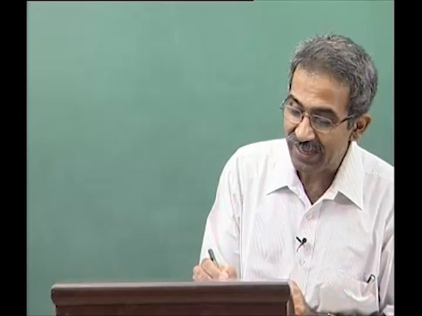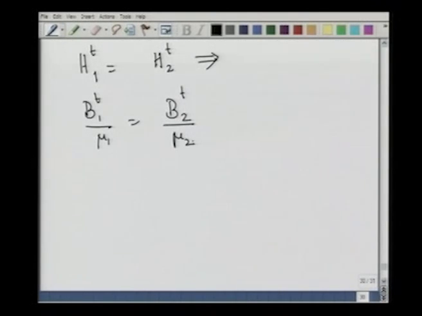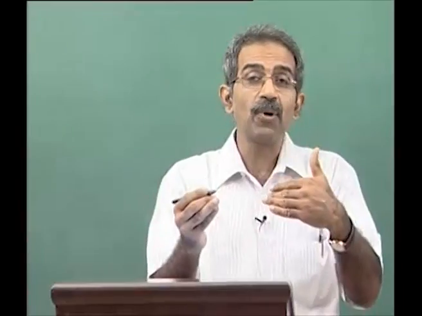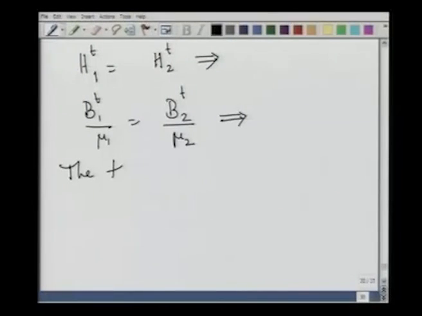So, remember we are writing H_T1 is equal to H_T2. What does this imply? This implies that B_T1 divided by mu1 is equal to B_T2 divided by mu2. Why? Because B equal to mu H, H equal to B by mu. So, this tells you that the tangential component of the magnetic field is not continuous.